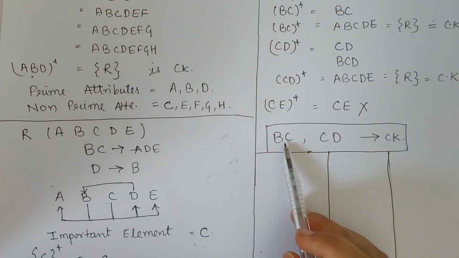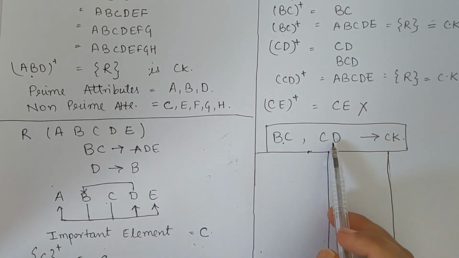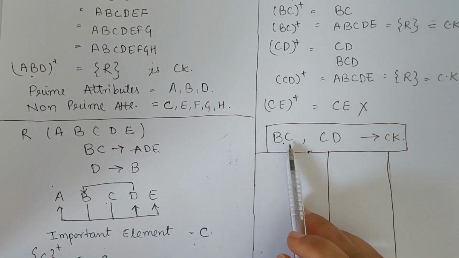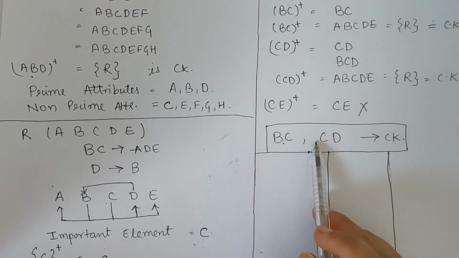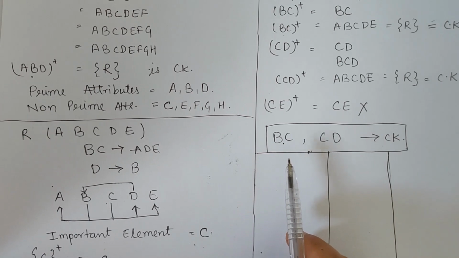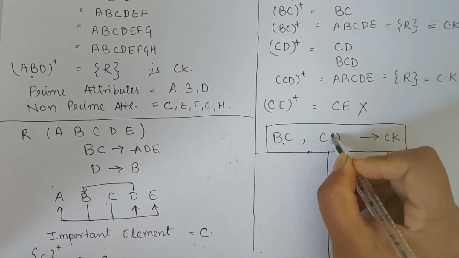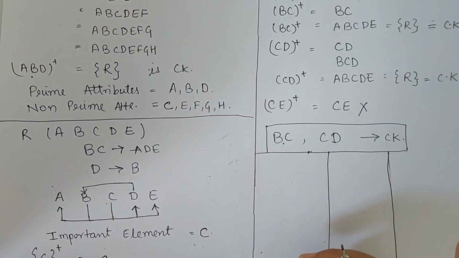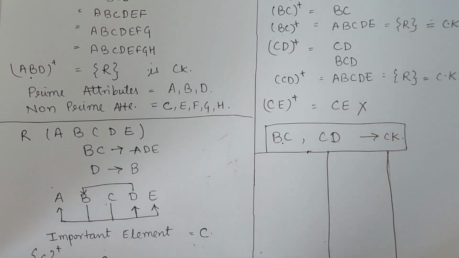Now we already know that BC is a candidate key, right? And CD is a candidate key. Now if I add anything, like I make ABC or ACD, what will they become? They will become a super key, because we already have a part as a candidate key. They will not be a minimal key anymore. They will not be a candidate key anymore. So we will try with the combination where BC and CD are not present.